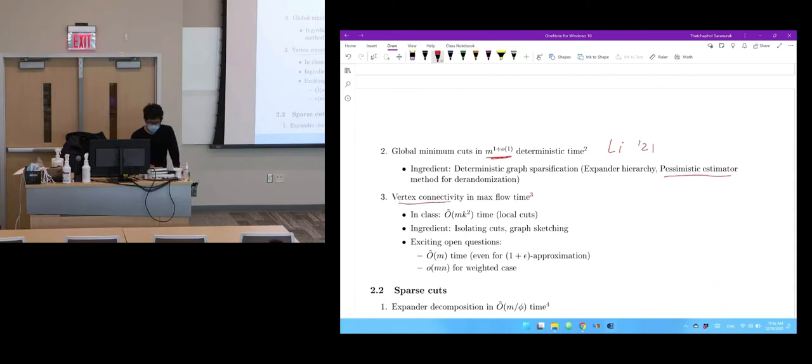Also, we can ask, instead of edge min cut, about vertex min cut, right? Again, in class, we've seen some algorithm, like m k squared. But this is fast, nearly linear, but slow when k is big. So one can do it in max flow time too. And the ingredient there is to use isolating cuts or graph sketching.